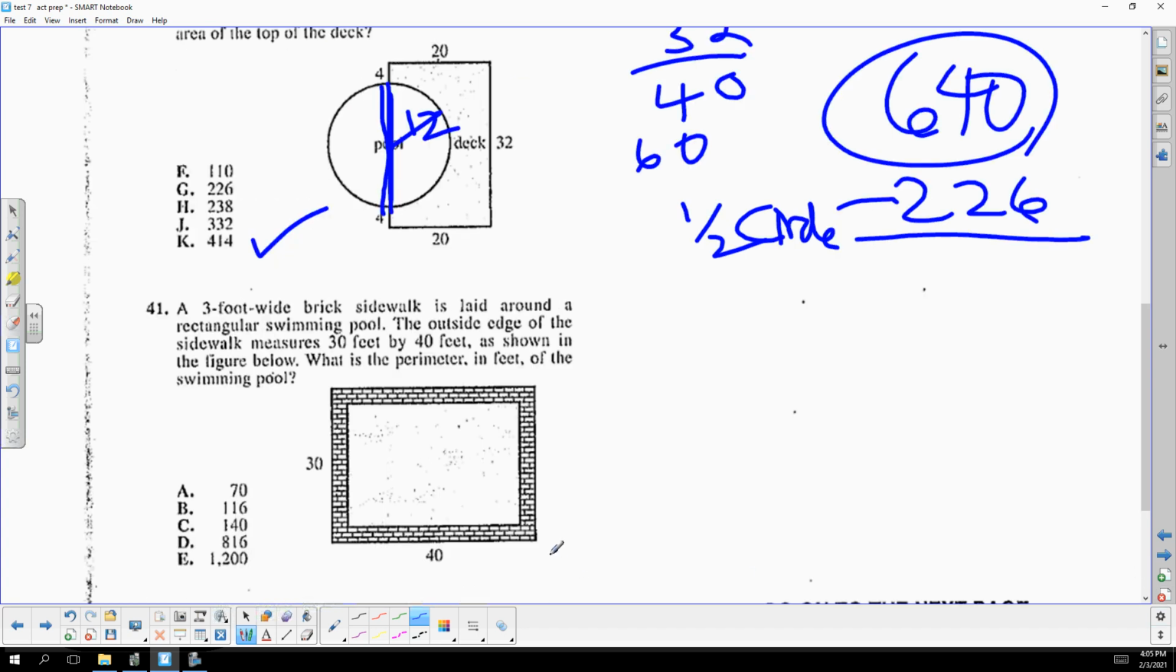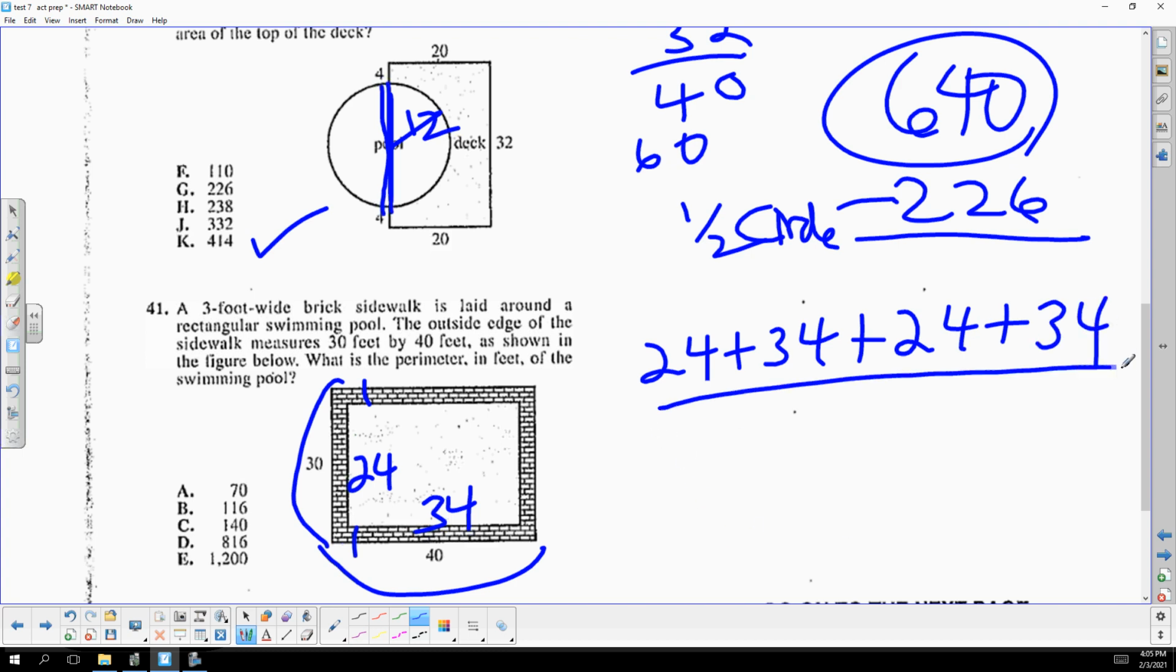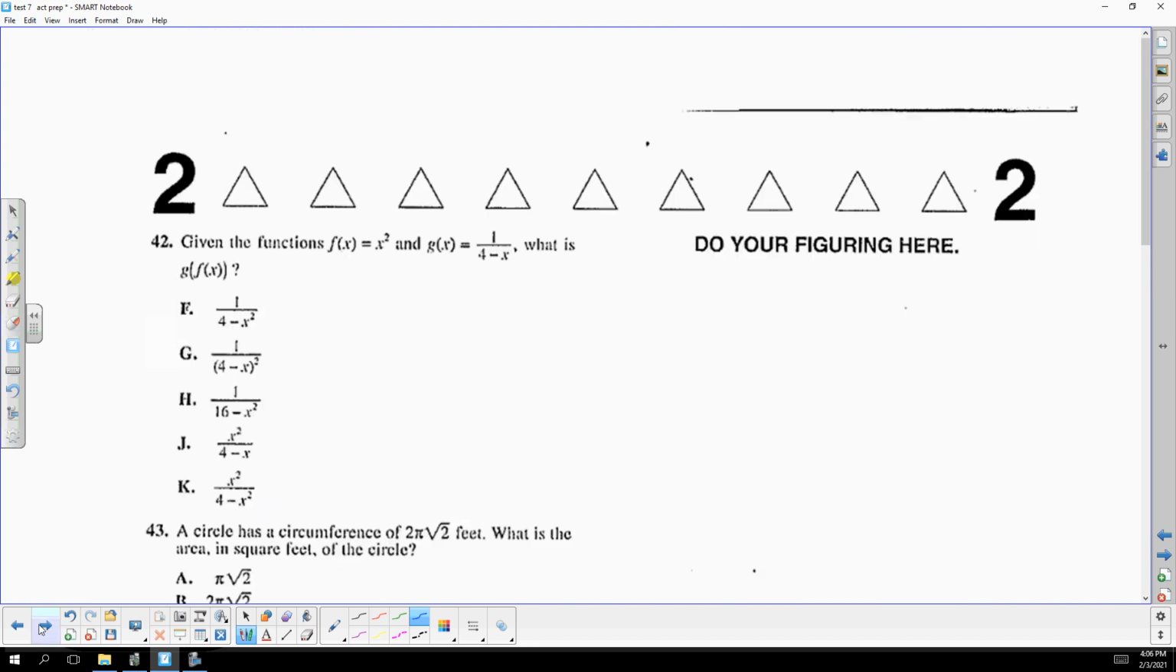The old sidewalk. If it's 3 feet wide, it's 6 feet wide if it's built all the way around. If this is 30, you lose 3 twice. If this is 40, you lose 6. So what is the perimeter of the pool? It's those numbers added up, and that gives you 116, I think. Always remember that tip. I learned it in calculus.